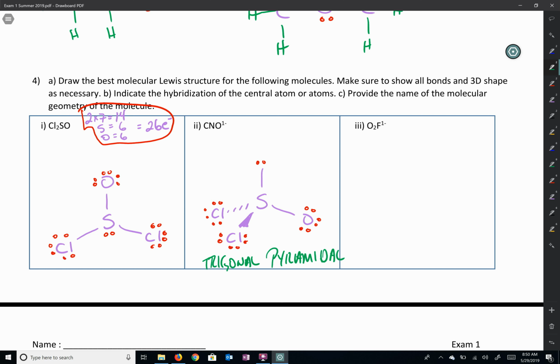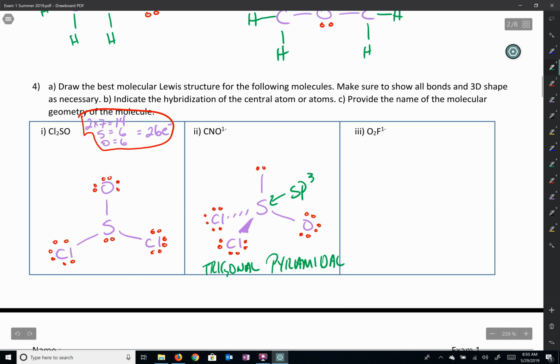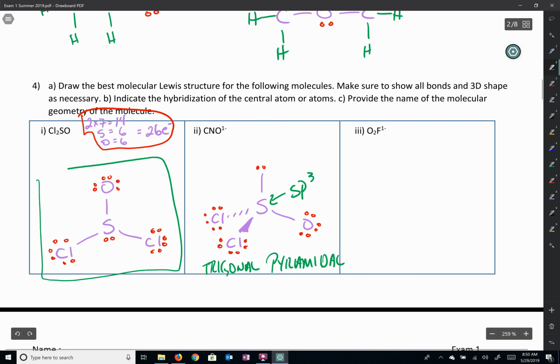Cool. Okay, so that's, oh, I forgot to indicate the hybridization. Sorry, that's sp3. Okay. There we go. Now I think I got everything. Now, let me talk about this Lewis structure right here, okay?